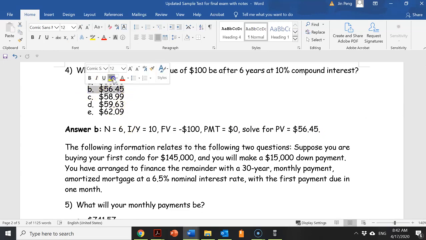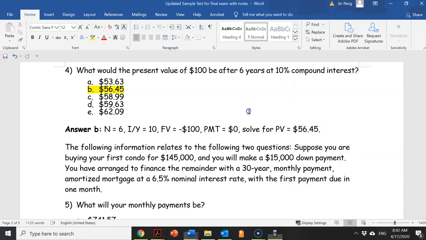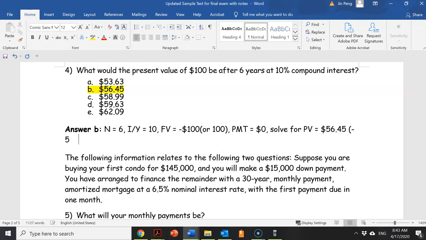So we choose option B here. Very simple TVM question. If we put future value as 100, then our solved PV would become negative 56.45.